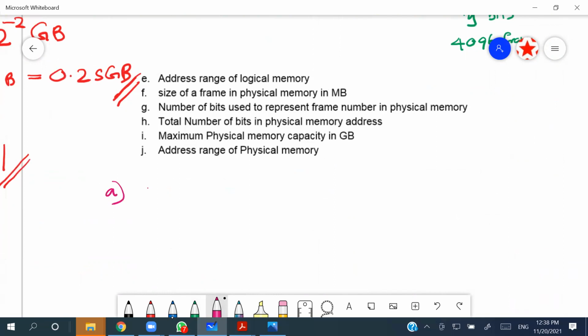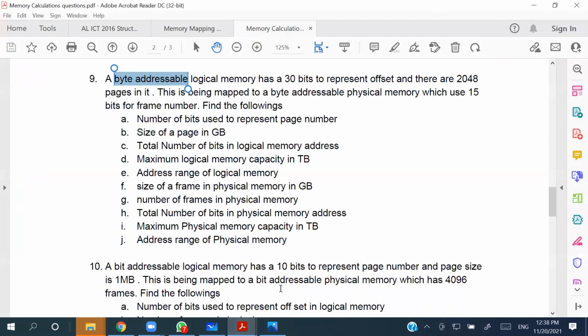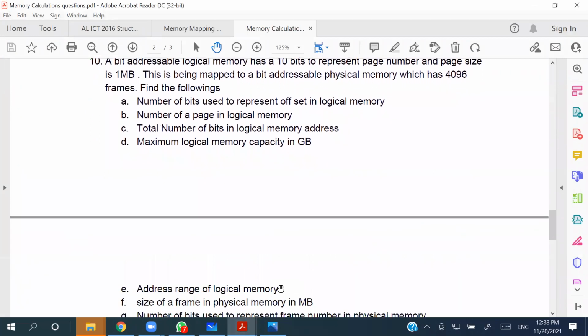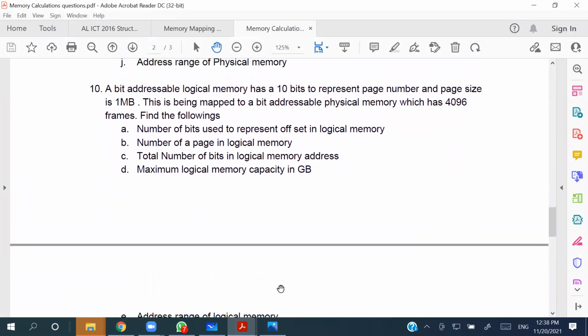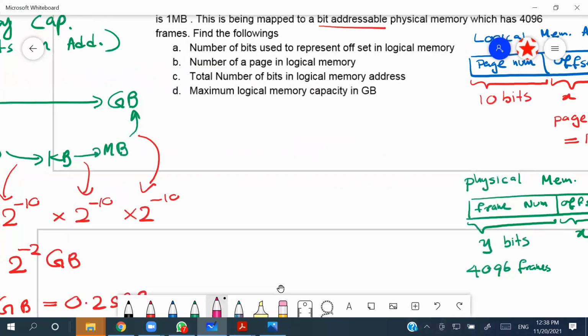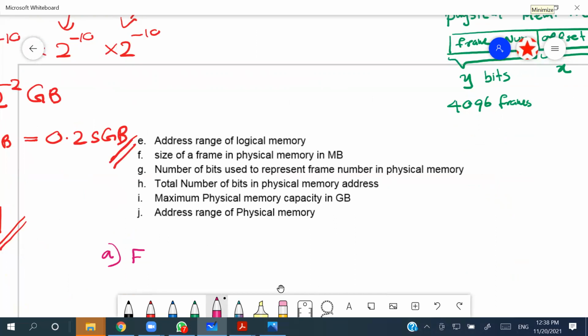So part A, were they asking about the page? Yeah, offset. Yes. So I can say page size equal to the power offset bits.